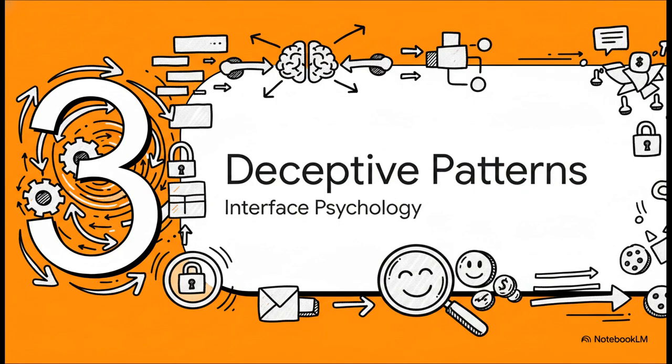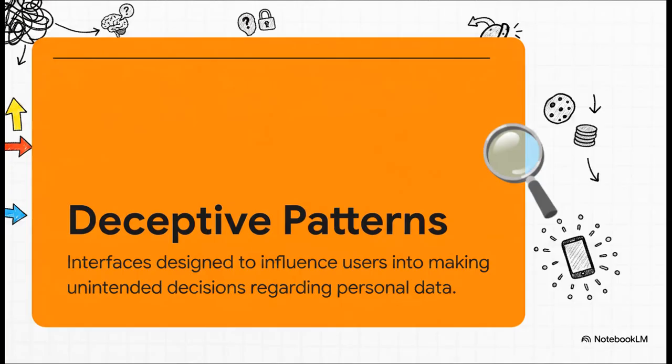Section 3. Deceptive design patterns, the psychology of the interface. Now, the European Data Protection Board officially calls these tactics deceptive design patterns. These are not innocent little design choices or accidents. No, they are interfaces specifically weaponized to exploit your cognitive biases. They intentionally trick you into giving up personal data you never actually intended to share, subtly manipulating your free will just to feed their targeted advertising models.